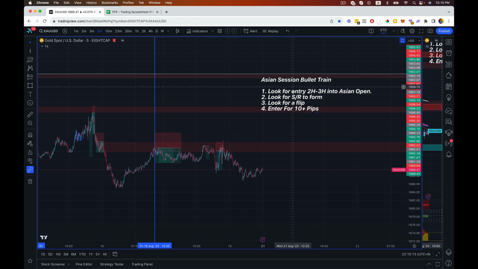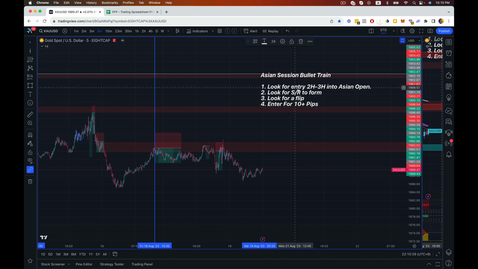Why did I call this? It's just because of this time frame right here, this magical time frame where you can observe an increase in volume. And this is how we want to trade it. So here's the criteria. First, you want to wait for 2 to 3 hours into the Asian session. Then you want to look for a mini support or resistance to form. You want to see a flip, and then we want to get in with 10 plus pips.